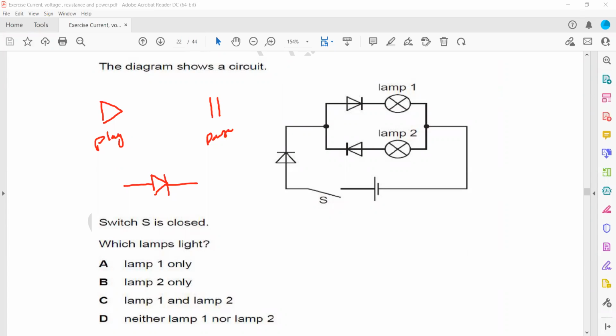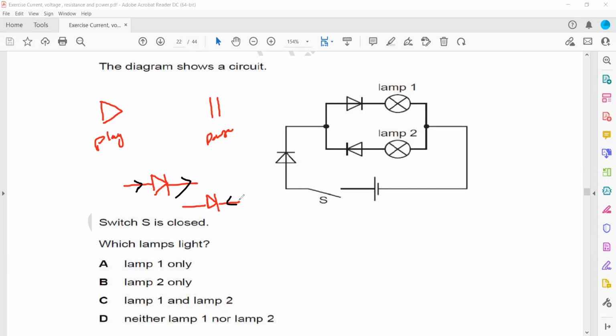So if the current is coming from the side of the play, that means allow, so the diode will allow. But if the current is coming from the side of the pause, the diode will block, does not allow, stops that.